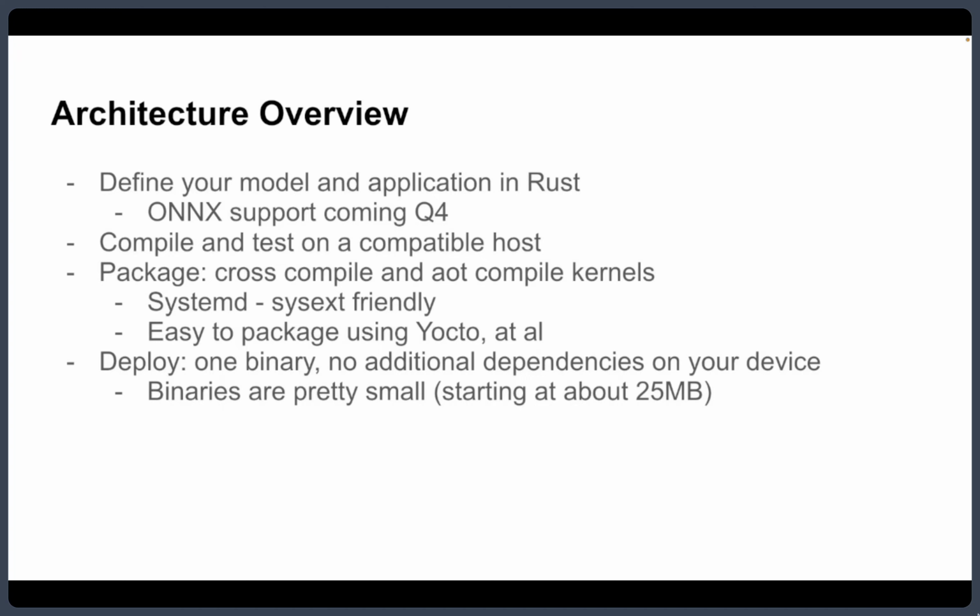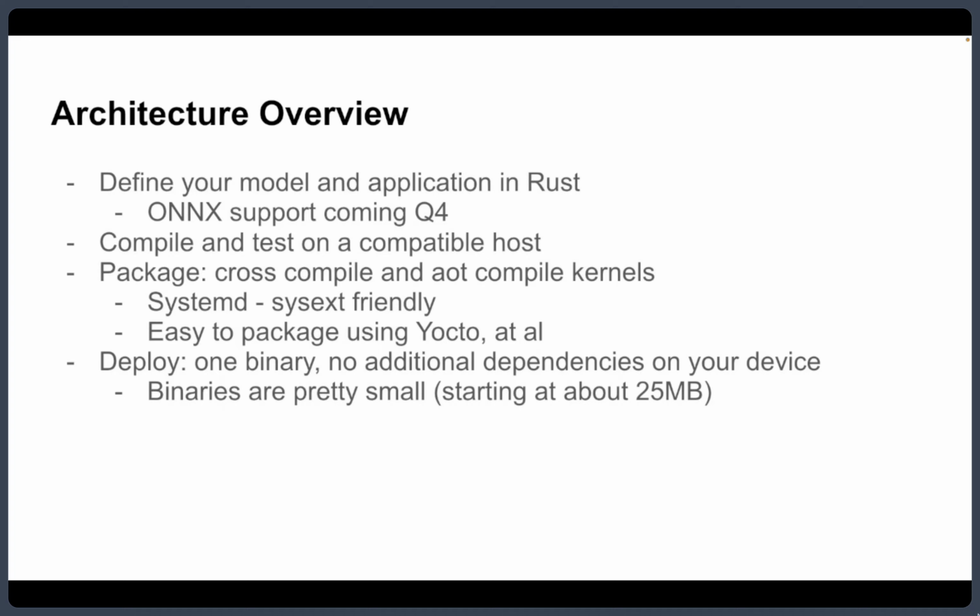Tinygrad. Right now, we don't support ONNX. So basically, you would have to write your AI model in Rust. But within Q4, what we'll do is take an ONNX model and give you the Rust that you would need to be able to run it using our framework. So you'd get free support for all the ONNX models that are currently in PyTorch. That's our way of integrating with the PyTorch Python ecosystem.